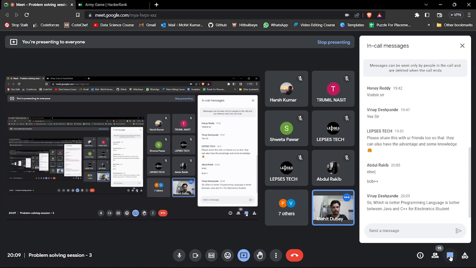See, I think in a lot of classes we have discussed that language does not matter. What matters is the logic building that we are trying here. So these things matter. Language is just a syntax.